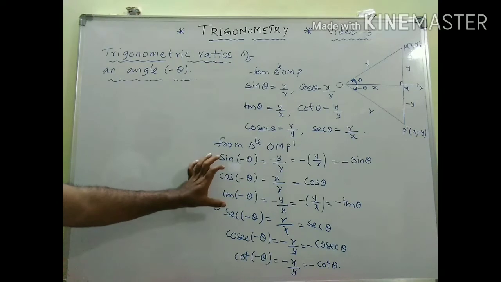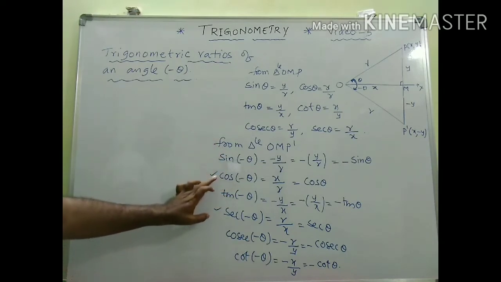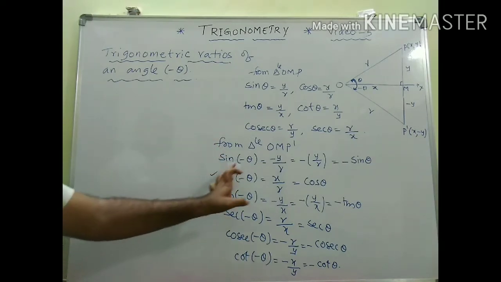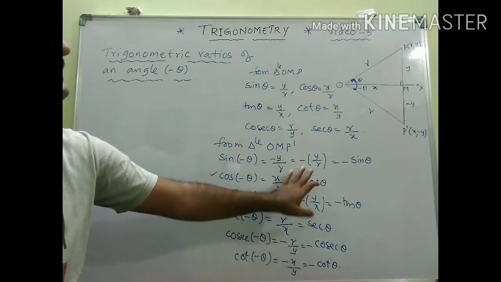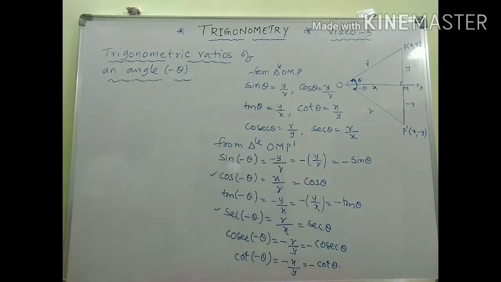So in case the angle is negative, cos and secant remain positive. The rest of them are negative. So these are very, very important.